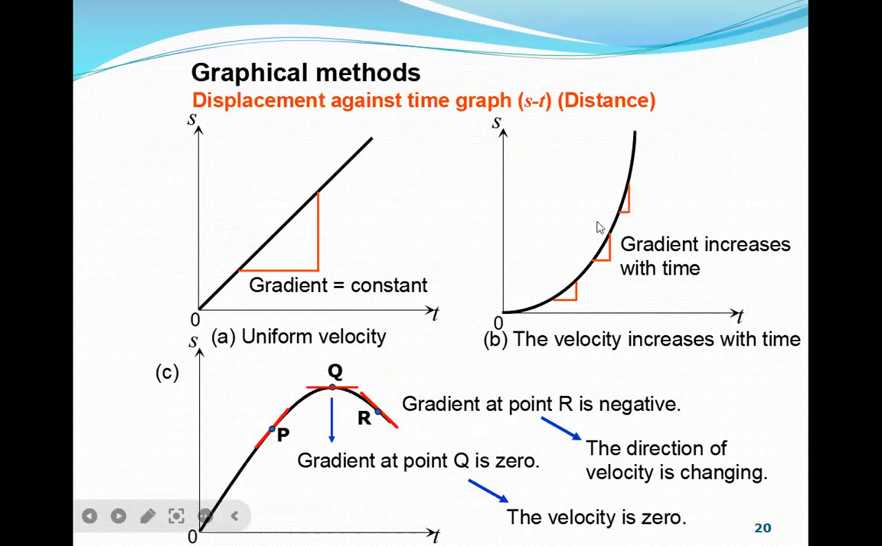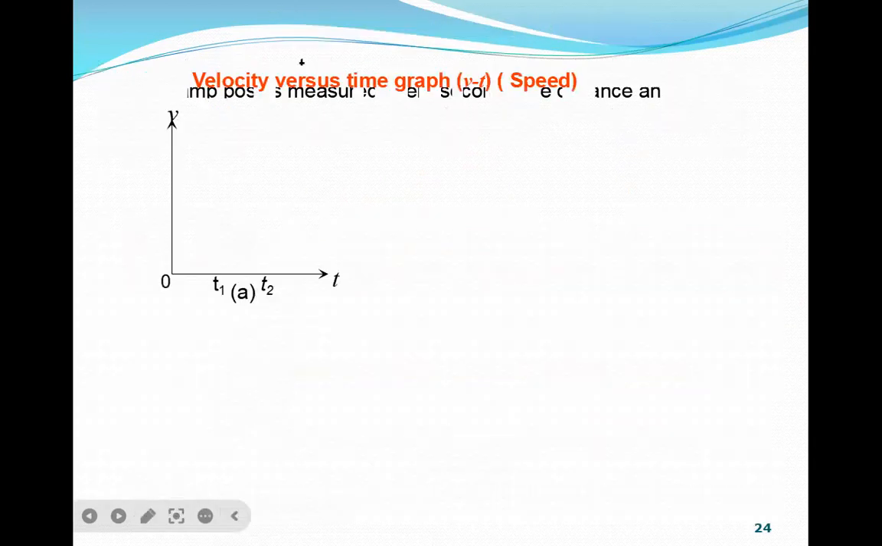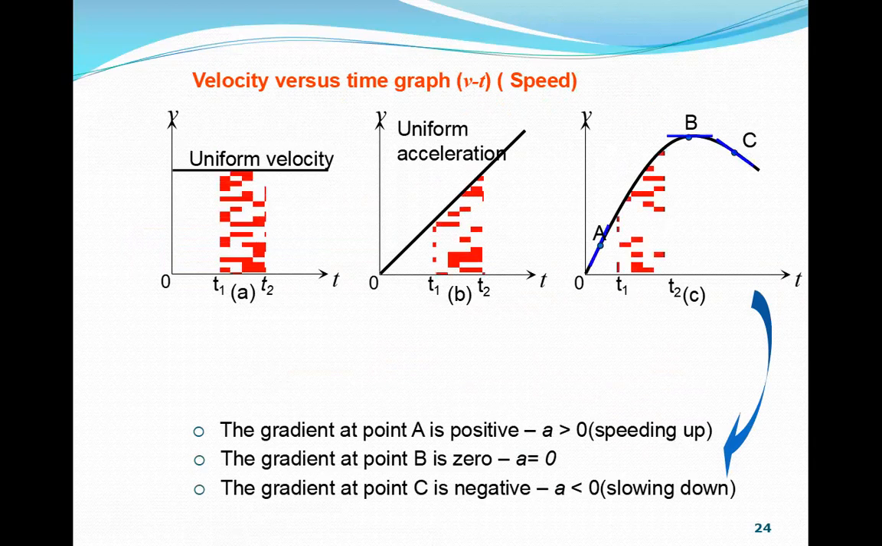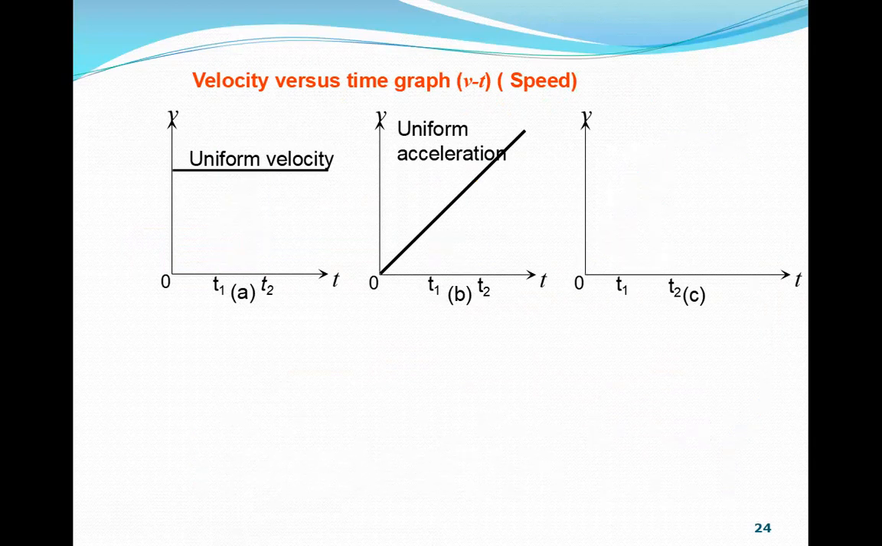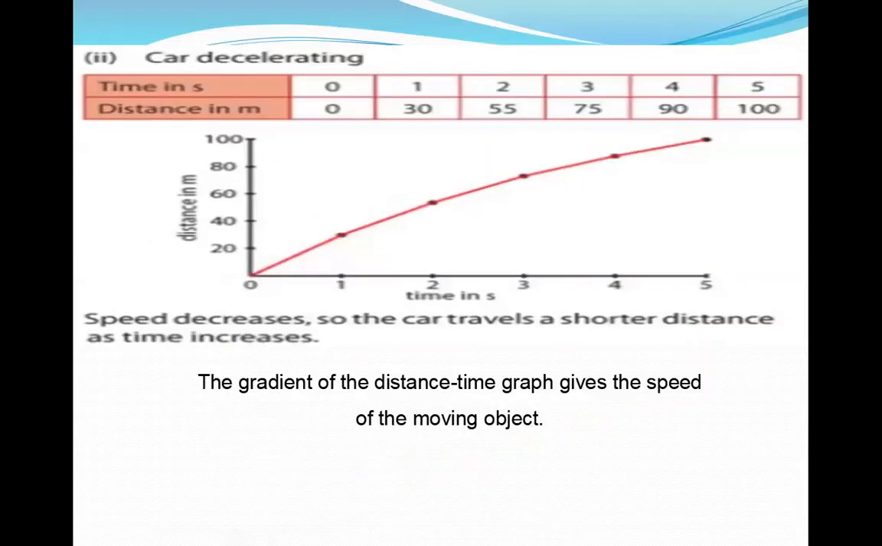Just wait, I will be there. Okay. Done? Any question? These types of graphs, DT graph meaning distance time graph, or ST graph meaning displacement time graph. Any question about the distance or displacement time graph?